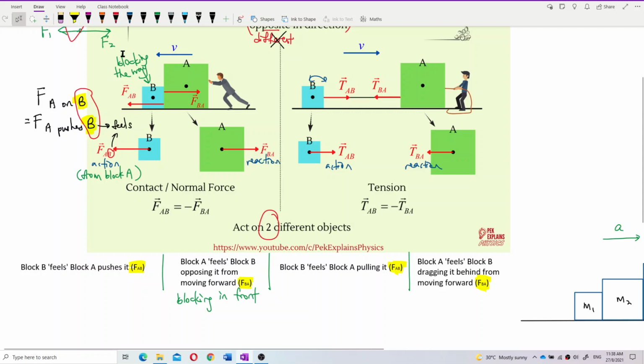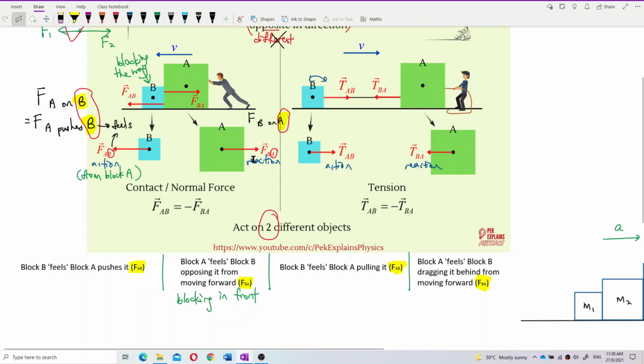This one, FBA. Why do we write FBA? FBA means FB on A. Maybe I'll write this one as FB on A, or B pushes A. Who experiences the force? A experiences the force. You see that?